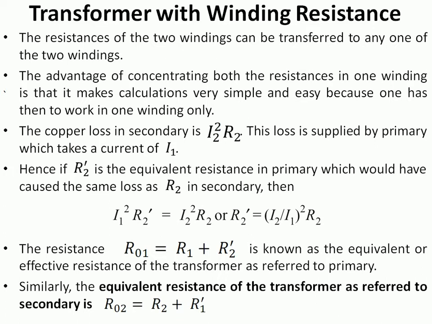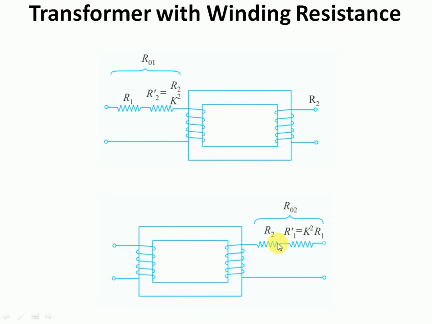That relation is obtained in the same manner. Now the equivalent resistance at the secondary side is indicated as R02, and R02 is actually the sum of R2 and R1 dash. You must know these transformations without any confusions, then only you will be able to solve the problems related with equivalent circuit.